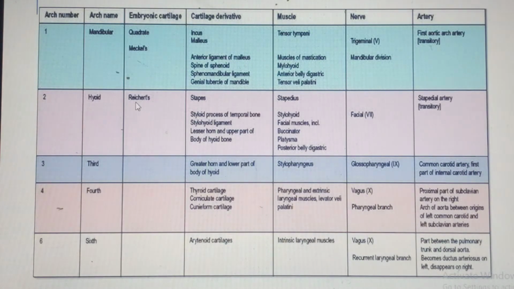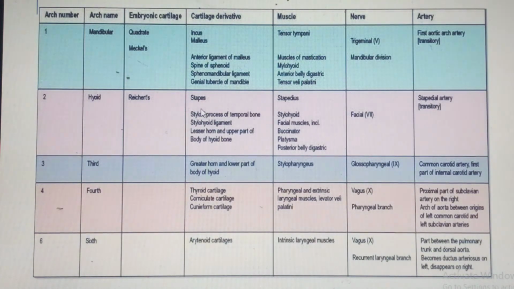And then we said that with the derivatives, we are going to form these structures: cartilage and bone, the incus and malleus. Then with the bones, we talk about the mandible, the maxilla, the zygomatic bone, and the squamous part of the temporal bone. All these ones will be coming from there.